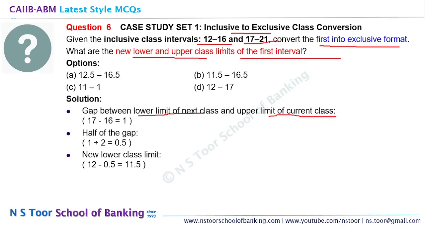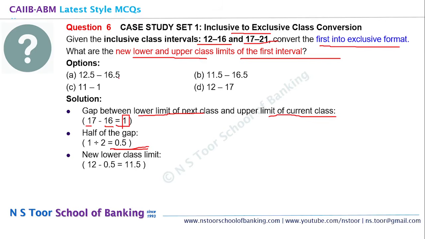So the gap between the lower limit of the next class and the upper limit of the current class. What is the upper limit of the current class? It is 16. What is the lower limit of the next class? That is 17. So 17 minus 16 is equal to 1, which is the gap. Anybody can say it. Now we have to take half of that. What is half of that? 1 divided by 2 is equal to 0.5. This is half of the gap.